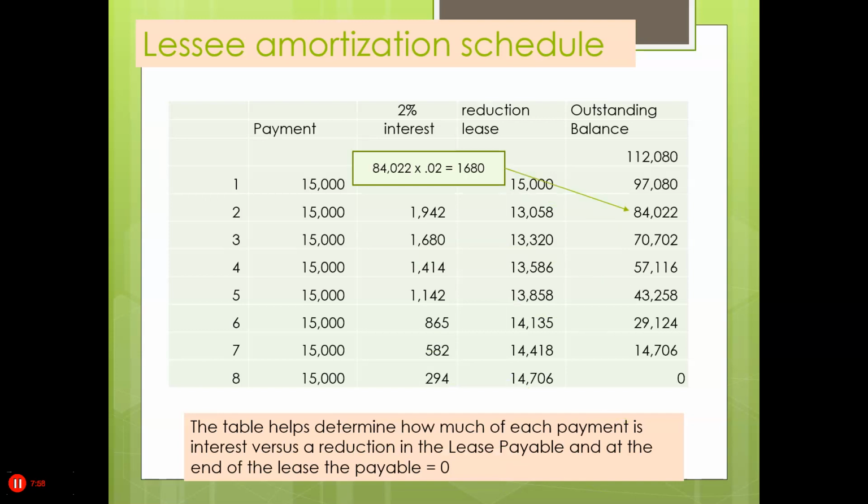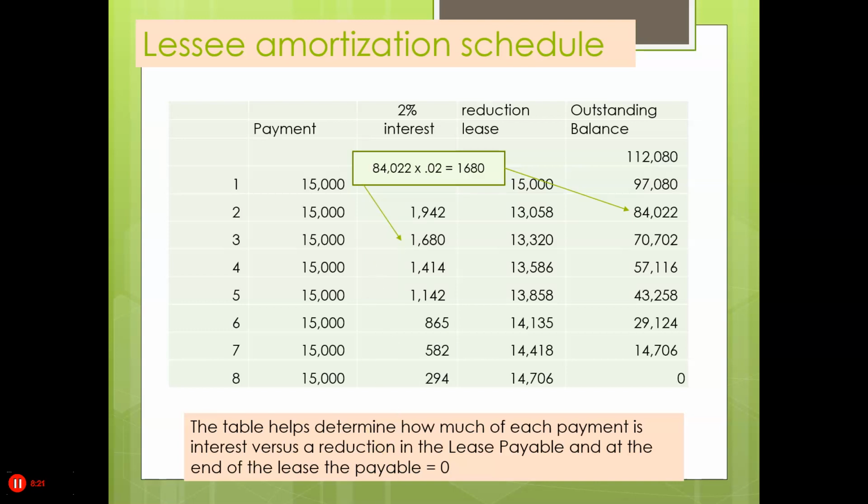So that shows you how you get your second one. What you're going to do is take your balance after your second payment times 2%, which is the 8% divided by 4, which tells you how much of the next $15,000 is going to be treated as interest expense.